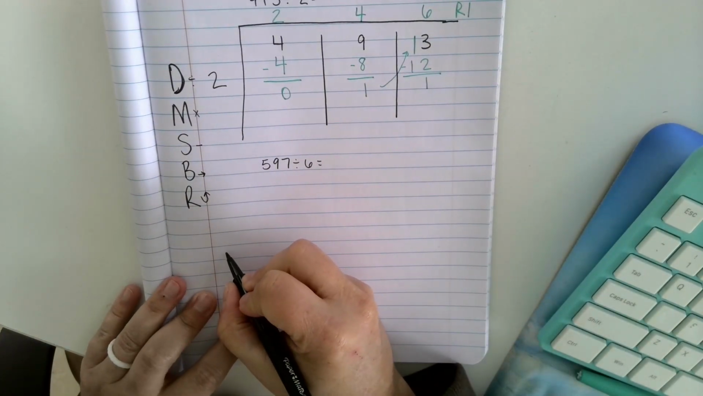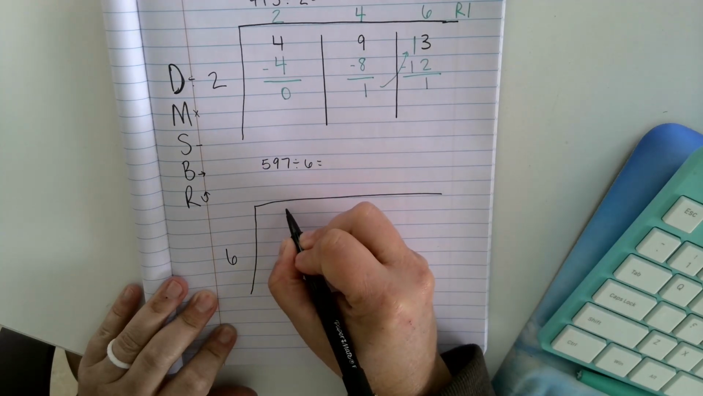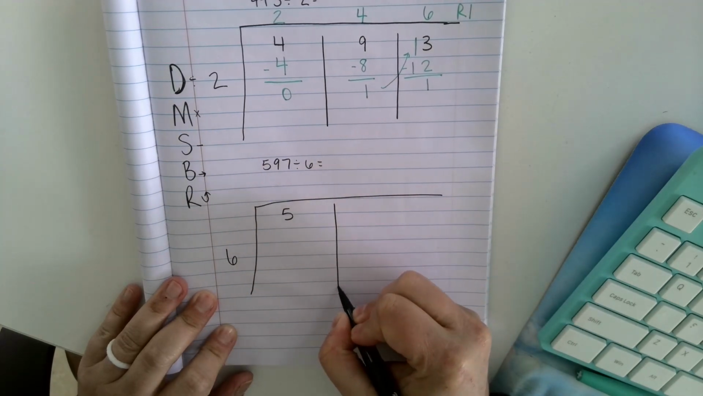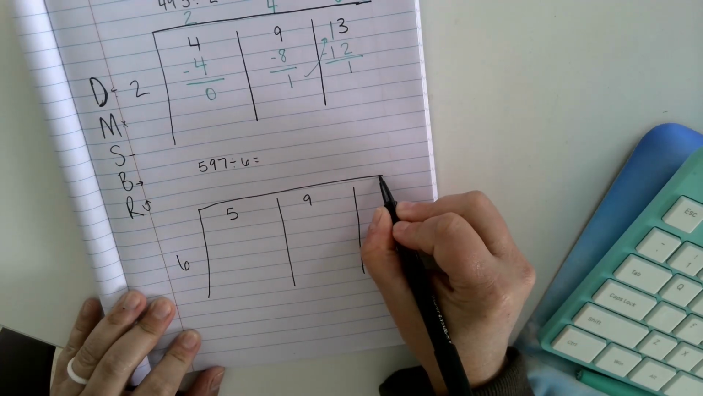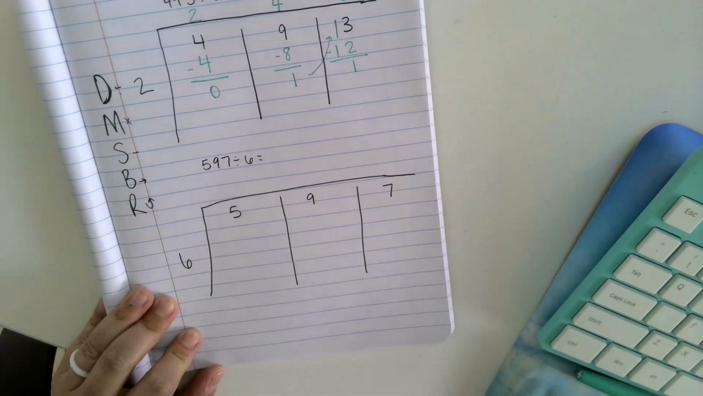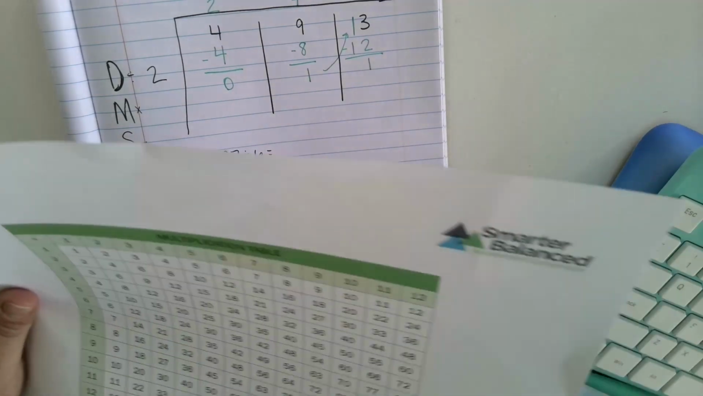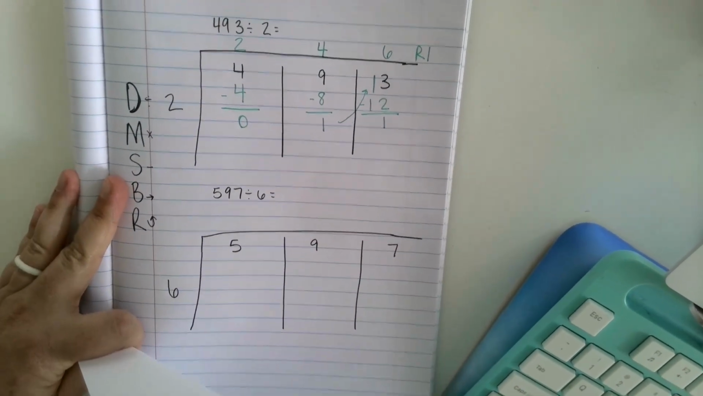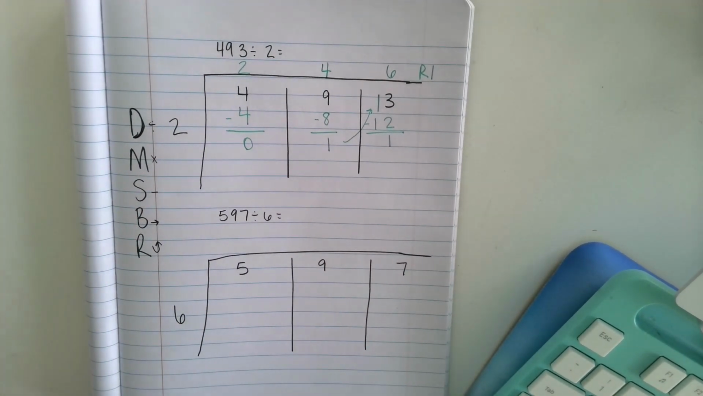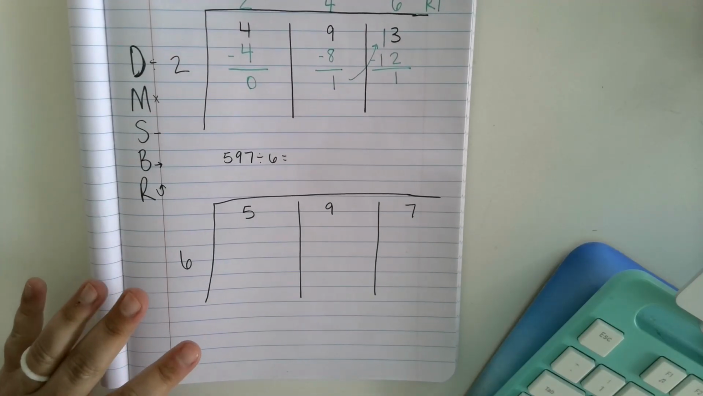I'm going to write my 6 on the outside. I'm going to split this up into 500, 90, and 7 (597), and you may remember that we had to draw a whole bunch of tally marks when we did this using our tally mark strategy. But if I do this using the area model strategy, I don't have to write all those tally marks, which is pretty nice.